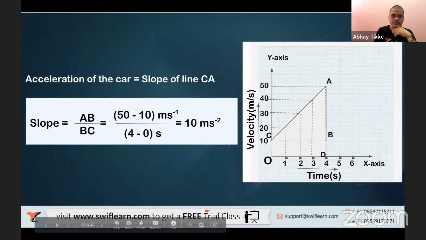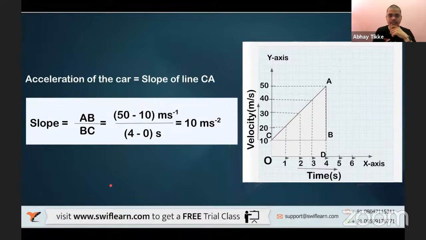Okay. And how will we find the acceleration? Slope, exactly. To find acceleration, what will we calculate? We will calculate the slope. Slope is rise upon run. So rise is AB, run is BC. Take the difference. AB is AD minus DB, that is 50 minus 10, that is 40, divided by BC, 4 minus 0, that comes out to be 4. 40 by 4 comes out to be 10. So that is your acceleration.